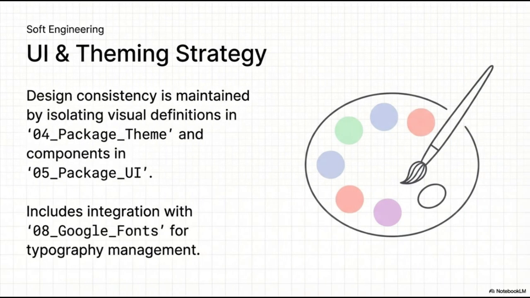Our UI and theming strategy focuses on maintaining design consistency by isolating visual definitions within 04_package_theme and UI components within 05 package UI. This modular approach ensures that style updates can be managed centrally without disrupting individual component logic. Furthermore, we have integrated 08 Google Fonts to facilitate robust and uniform typography management throughout the platform.